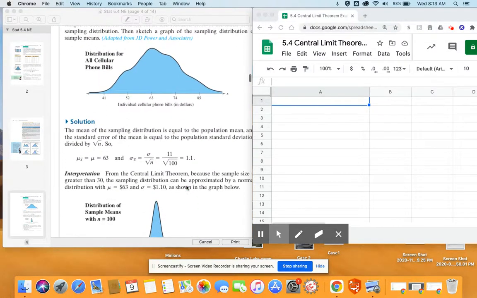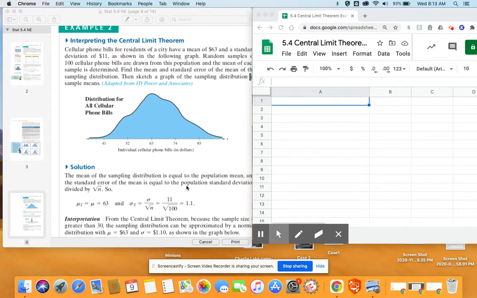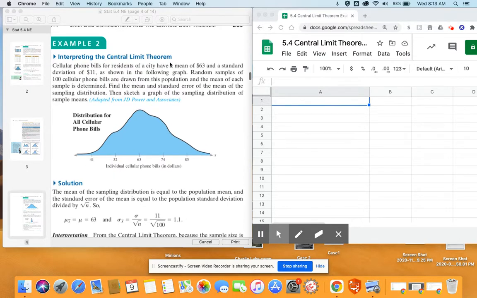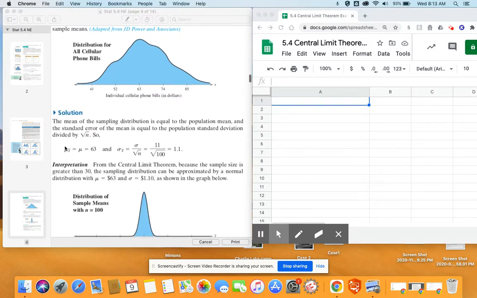Interpreting the central limit theorem. This was a pretty simple question. They ask you to find random samples of 100 cell phone bills. Mean was 63, standard deviation was 11. So find the mean and standard error of the mean for the sampling distribution. In other words, they want you to find mu x bar and sigma x bar.